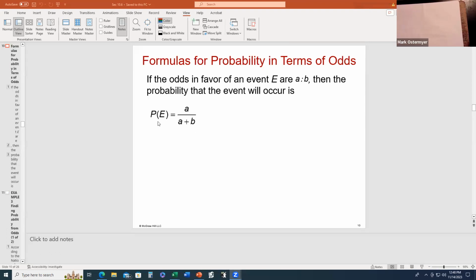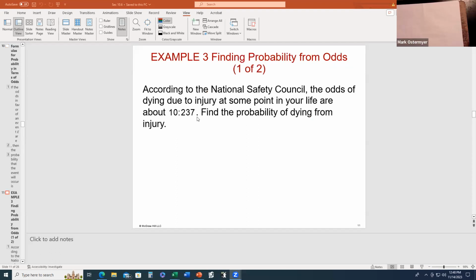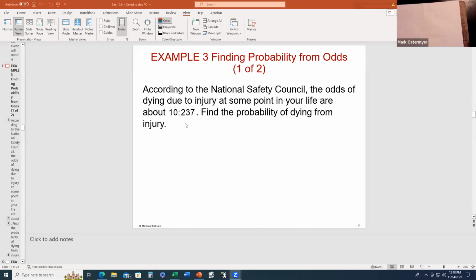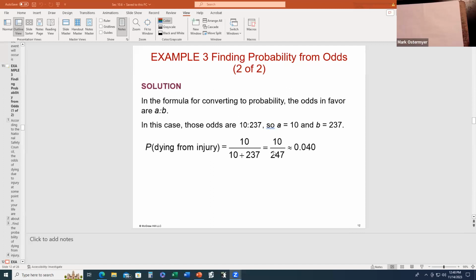So to compute the probability that anybody will die from an injury, we take A and divide it by A plus B. So that's going to be 10 divided by 10 plus 237. 10 divided by 10 plus 237 is 10 over 247. That's the probability now of dying from an injury, which is 0.040. So notice the odds are a little different than a probability here, okay? The odds of dying from an injury are 10 to 237. The probability of dying from an injury is 10 to what? 247.